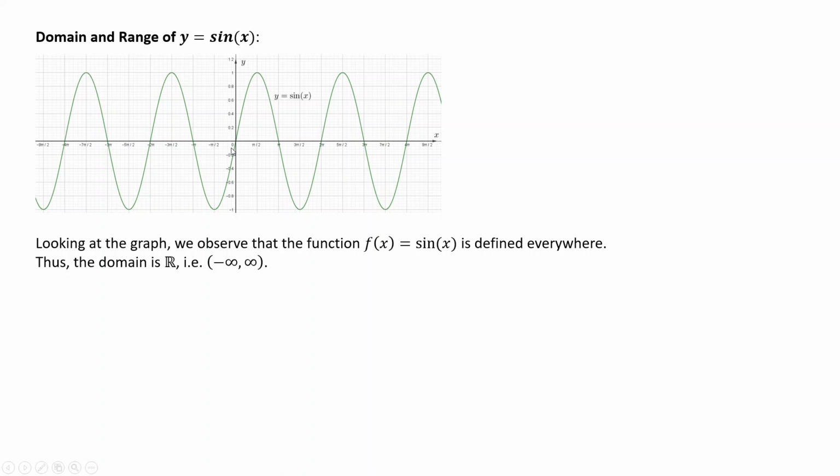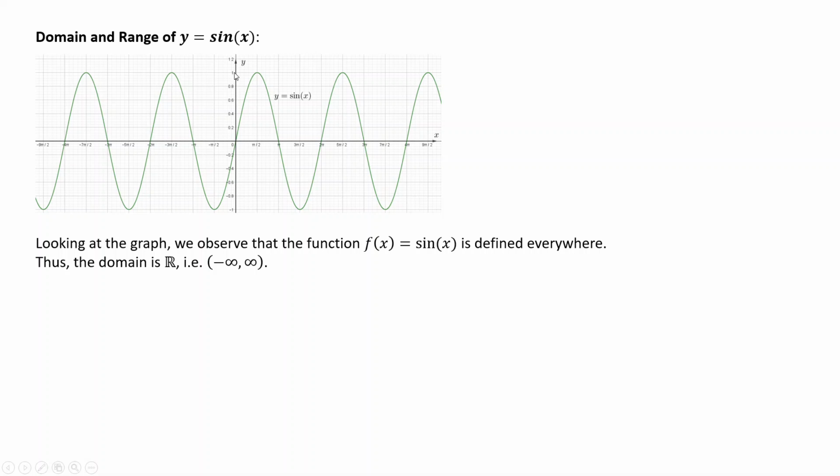Is -1 included? Okay. Is sine of something equal to -1? Yeah, sine of 3 pi halves is -1. So by virtue of x being 3 pi halves, we have a y value of -1. So -1 is included in the range. And is a y value of 0 included? Yeah, sine of 0 is 0. So 0 is in the range.